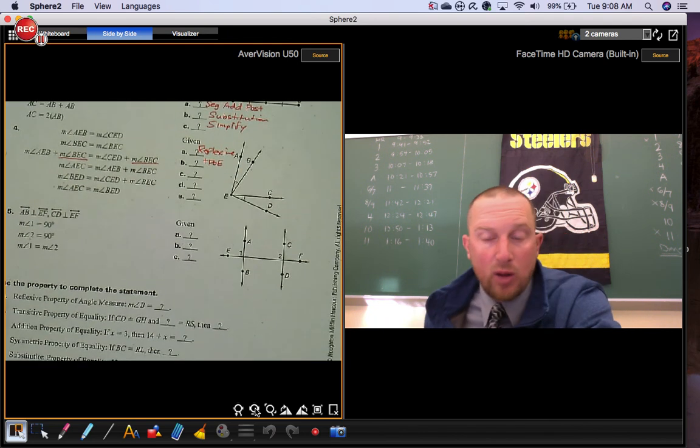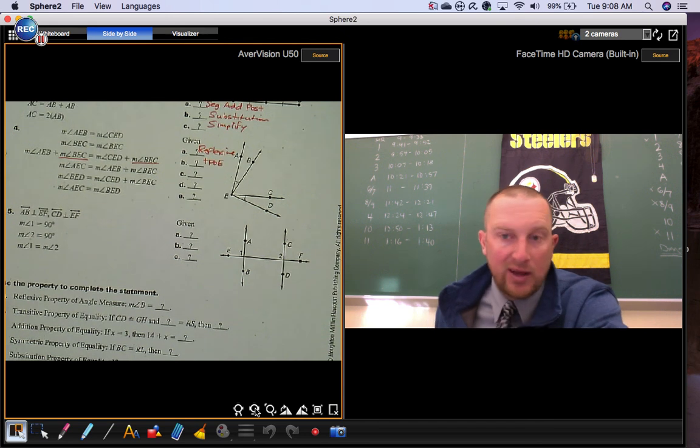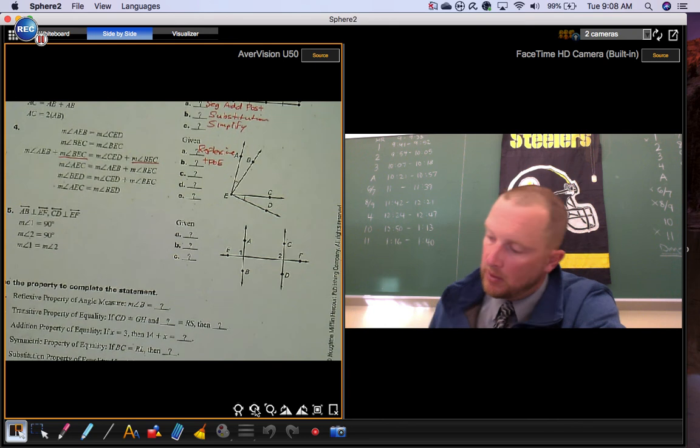That's the addition property of equality. You're adding the same thing to both sides. Doesn't matter if it's an angle or a number.